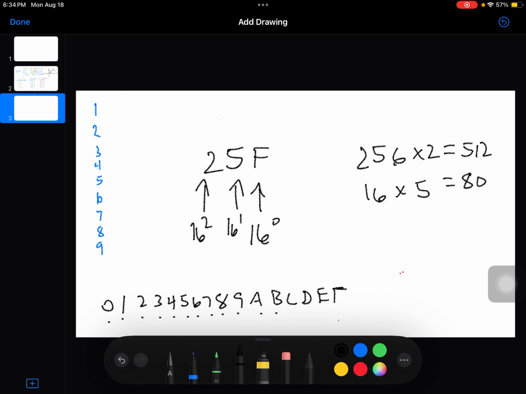numbers pretty quickly. If we go up to F for 16 squared, that's 16 times 16 squared, or 16 to the third. That's just in 3 place values. Then F is going to be 15. It's just 1 less than 16. 15 times 16 to the 0, which is 1, so 15. Add those together, 512 plus 80 plus 15 is going to be equal to 607.